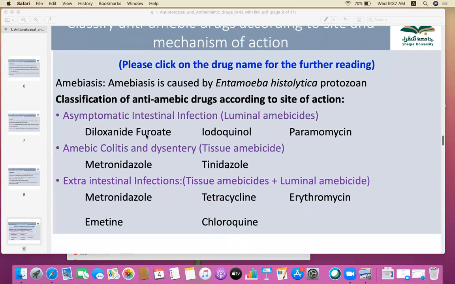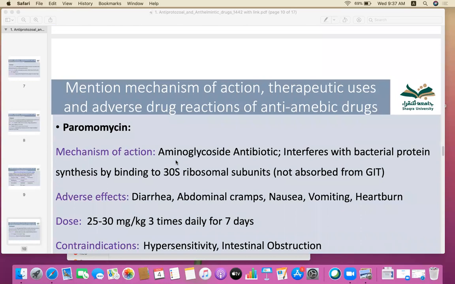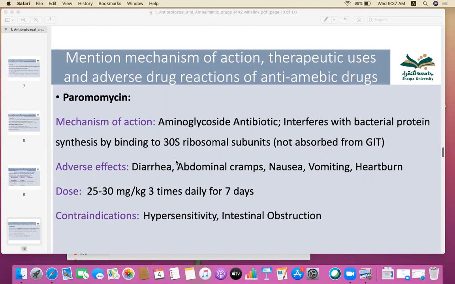If you click on the specific drug, you will get the details. Let us see one drug at a time. Mention the mechanism of action, therapeutic uses, that is indications, and adverse drug reactions, that is side effects, of the anti-amoebic drug paromomycin. Mechanism of action: aminoglycoside antibiotic.